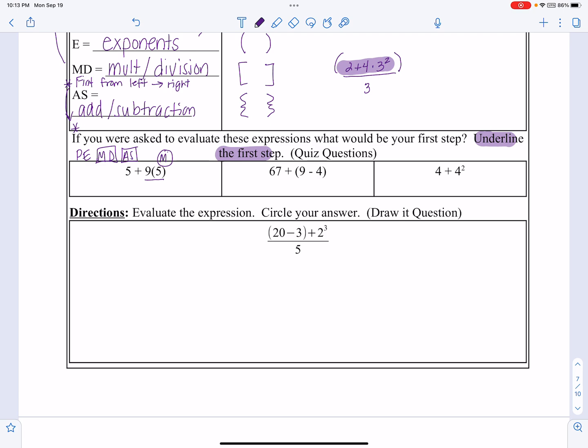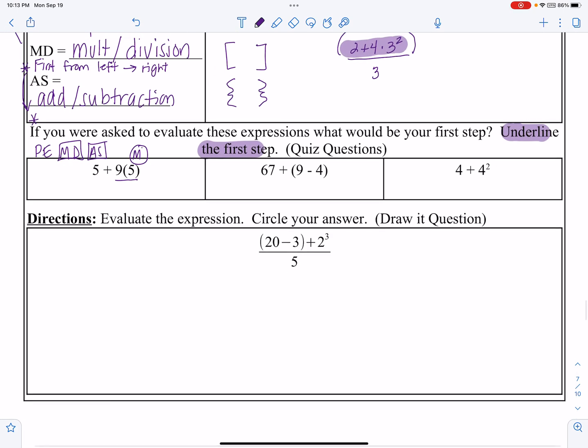Let's look at the next one. I see addition here, and I see subtraction. But more importantly, for my Please Excuse My Dear Aunt Sally, I see my parentheses. So the operation within the parentheses is what would be first, and I'm going to put the P for punctuation or parentheses. Then for my next one, I don't see any parentheses or punctuation. I do see the exponent right there, so I'm going to put an E for exponent and circle that.